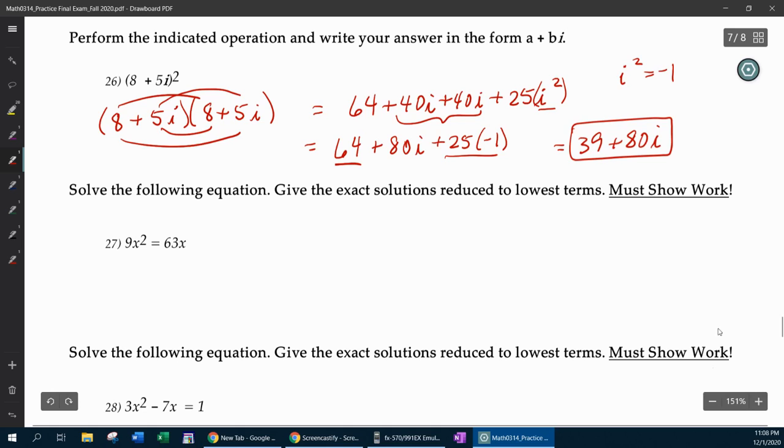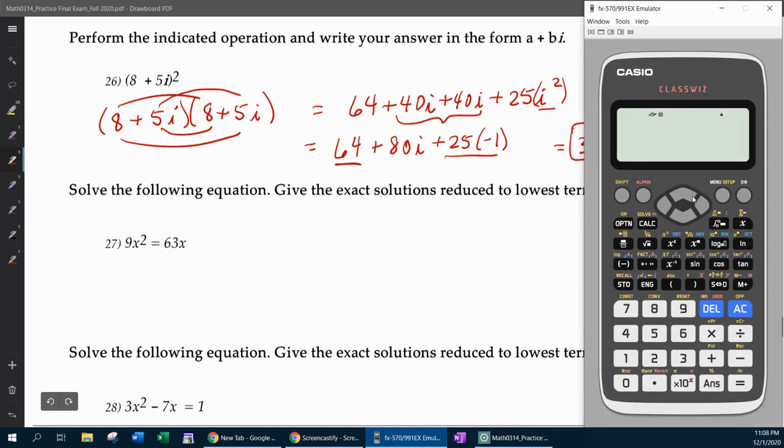And I would like to show you that you can use the Casio to check, okay? We're going to need to go to the menu, and number 2, notice, is complex mode. Now we can input this problem just the way it looks on the test. We have 8 plus 5i.